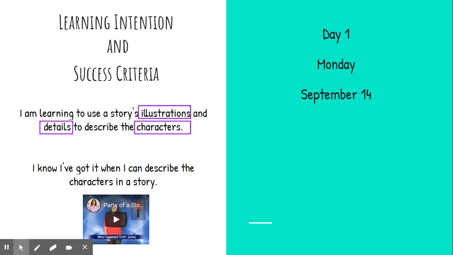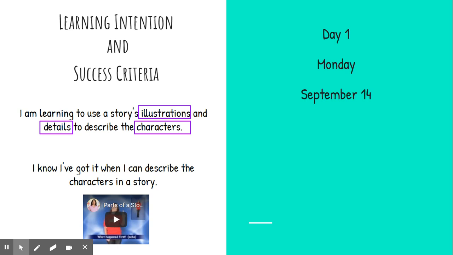Remember, before any lesson, we always start with our learning intention and success criteria. Our learning intention tells us what our goal is for the day. What are we going to be learning to do? Today, I am learning to use a story's illustrations and details to describe the characters.